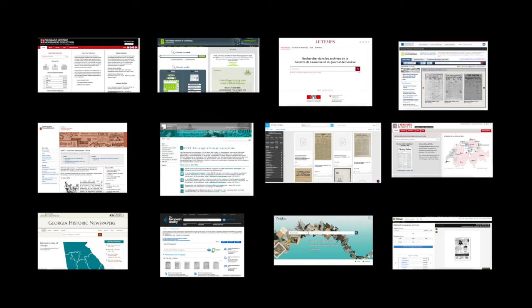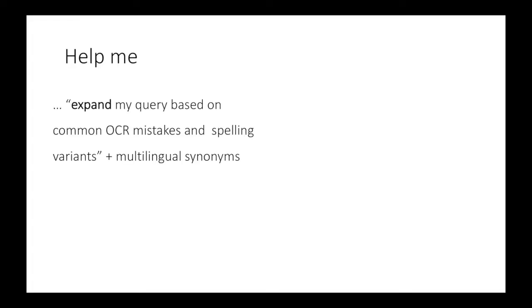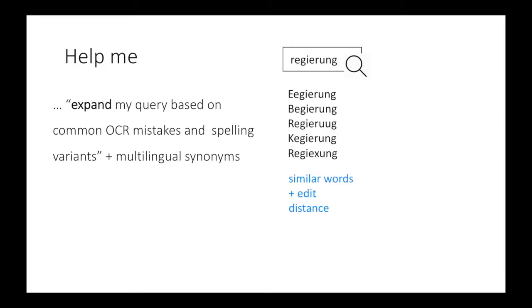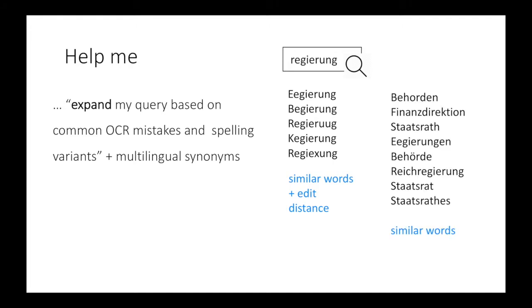So if we ask ourselves what we could do better, and we ask this question to historians, here comes their answer. First, they would like us to help them expand their query based on common OCR mistakes and spelling variants. So for example, if one looks for the word Regierung, government in English, it would be good if the system automatically suggested similar words by their orthography or by their meaning. In this case, we could have the support of lexical processing.